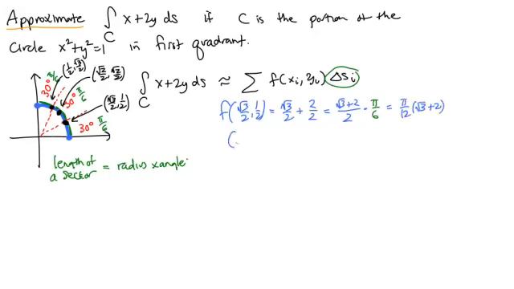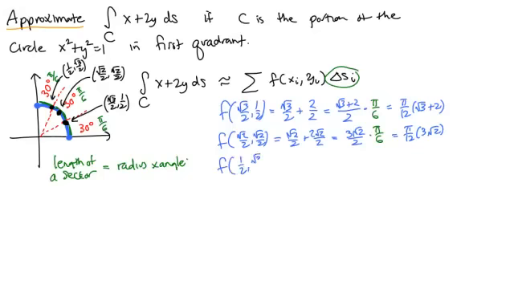If we repeat on the second point, which was the point root 2 over 2, comma root 2 over 2, plug that into f, we're going to get root 2 over 2 plus 2 root 2 over 2, x plus 2y. That will simplify to 3 root 2 over 2, which we can then multiply by the length, which was pi over 6, to come up with pi over 12 times 3 root 2. Finally, if we take the last point, which was the point 1/2, comma root 3 over 2, we get pi over 12 times 1 plus 2 root 3.